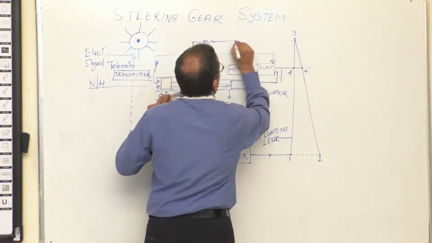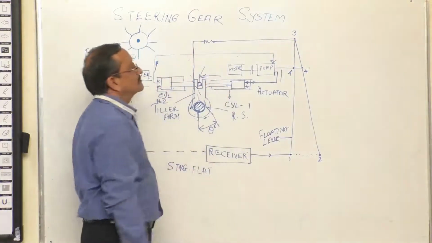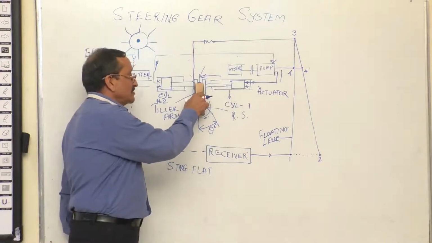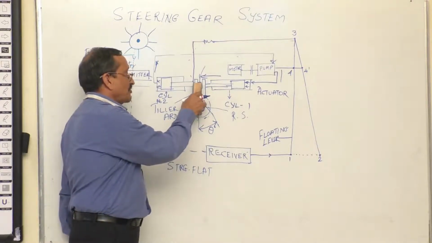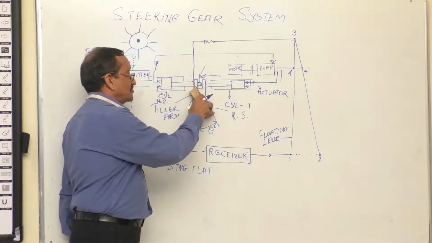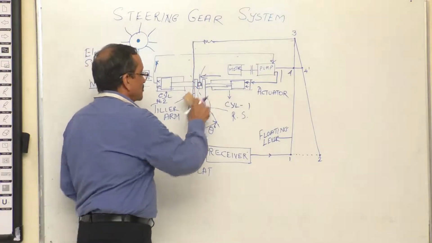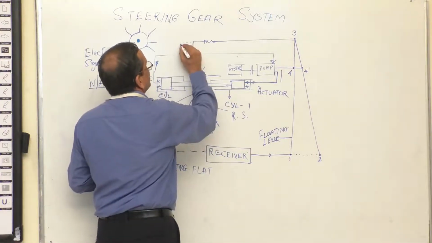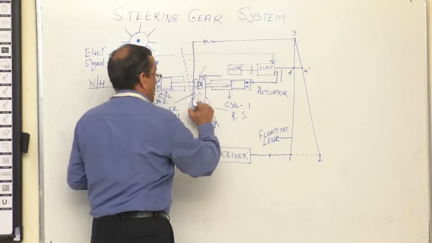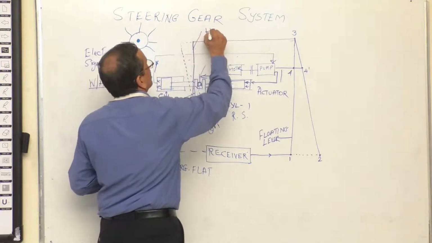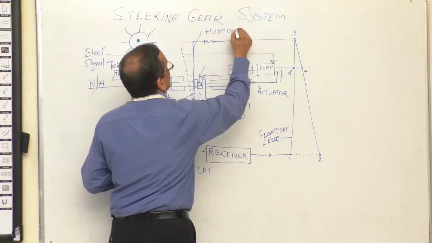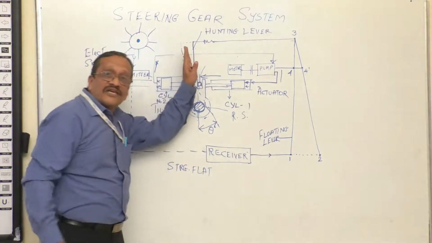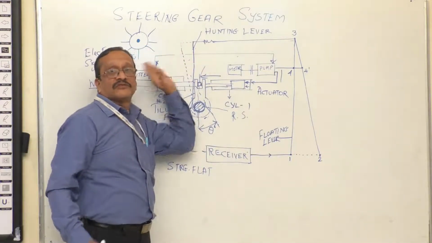1, 3. So if you are able to understand, this is your zero position of your rudder. The angle changes to theta degrees. While it is changing to theta degrees, this position is also coming over here. I have the hunting lever. The hunting lever also changes its position to a new position.